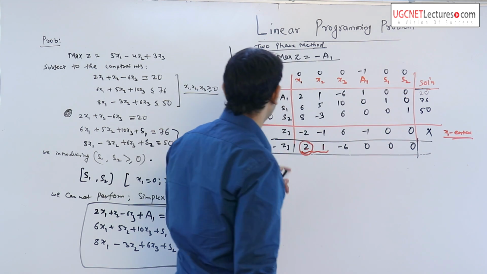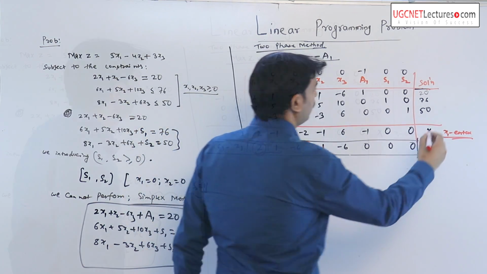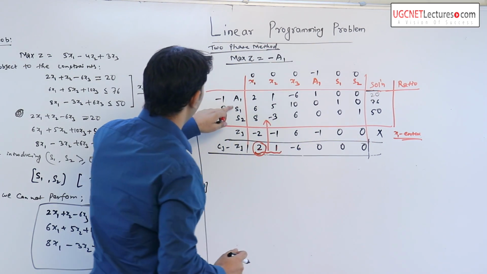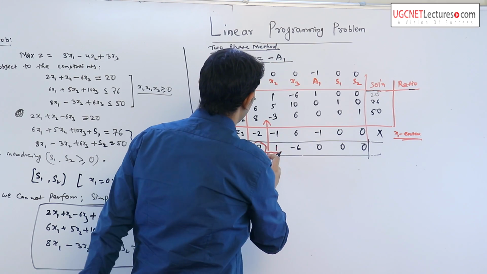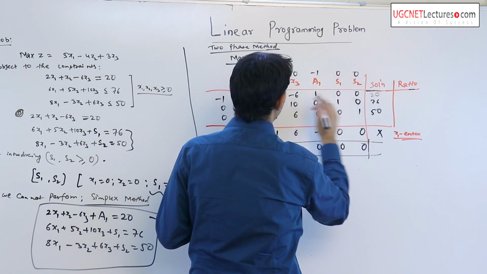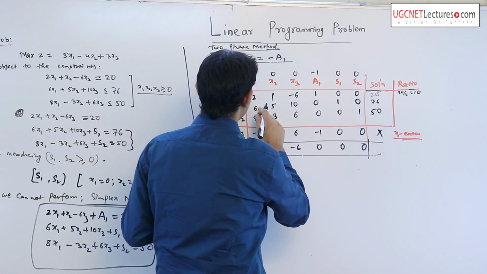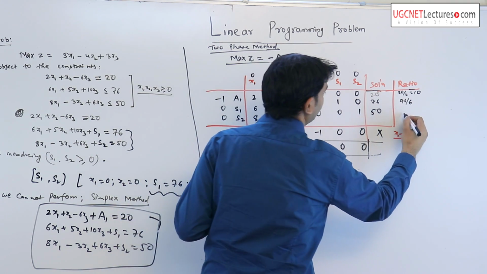But which variable will leave? Thus x1 enters; which variable leaves? We find the ratio of the solution to the entering variable column. So 20 by 2 is 10, 76 by 6, and 50 by 8.